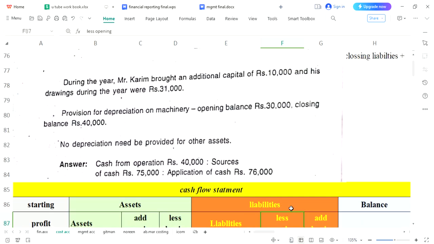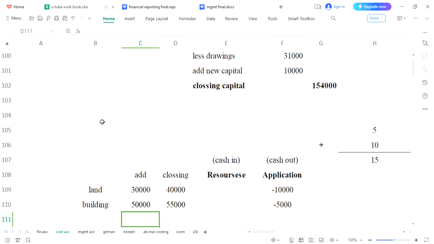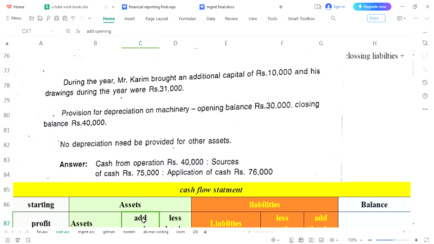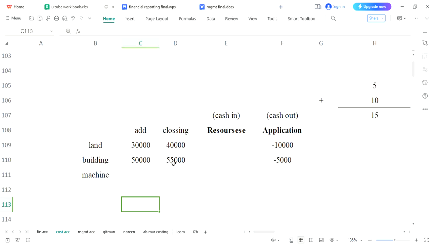Now in the similar way we have the third asset, machinery. Let's write down the name first. For assets, what do we do? We add opening and subtract closing. I'm sure that you people have understood. Same procedure we are doing as we have done over here. Opening assets are added, closing assets are subtracted.